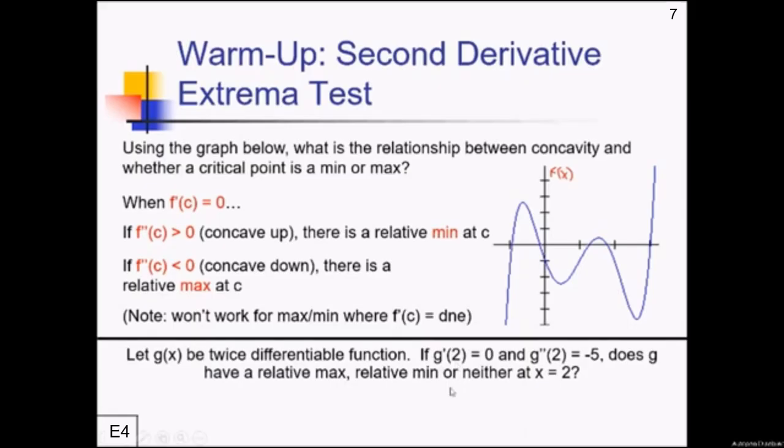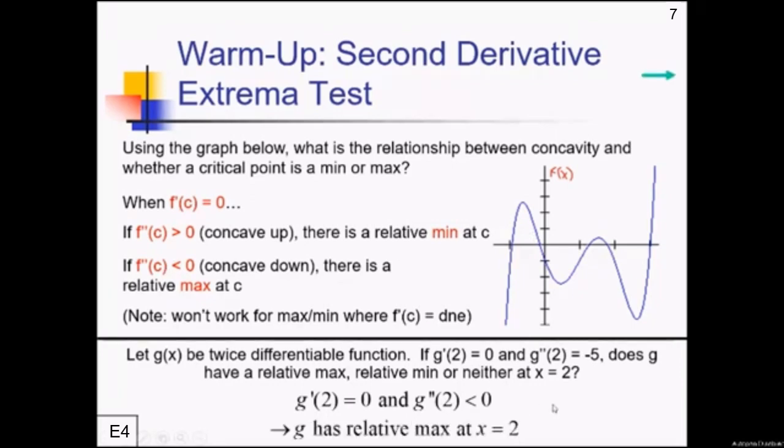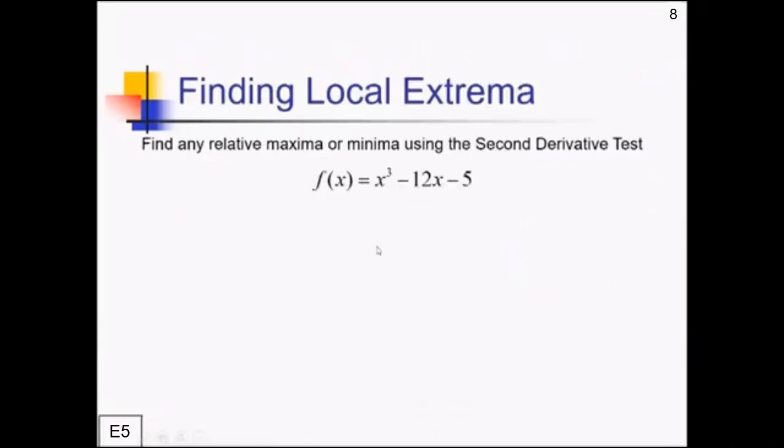But in this situation, we know that g prime of 2 is 0. We know that g double prime of 2 is a negative number. So based on what we set up here, if the first derivative is 0 and the second derivative at that x value is negative, we're at the top of a frown, and we can quickly conclude that g has a relative max at x equals 2. So that's the gist of how the second derivative test works.